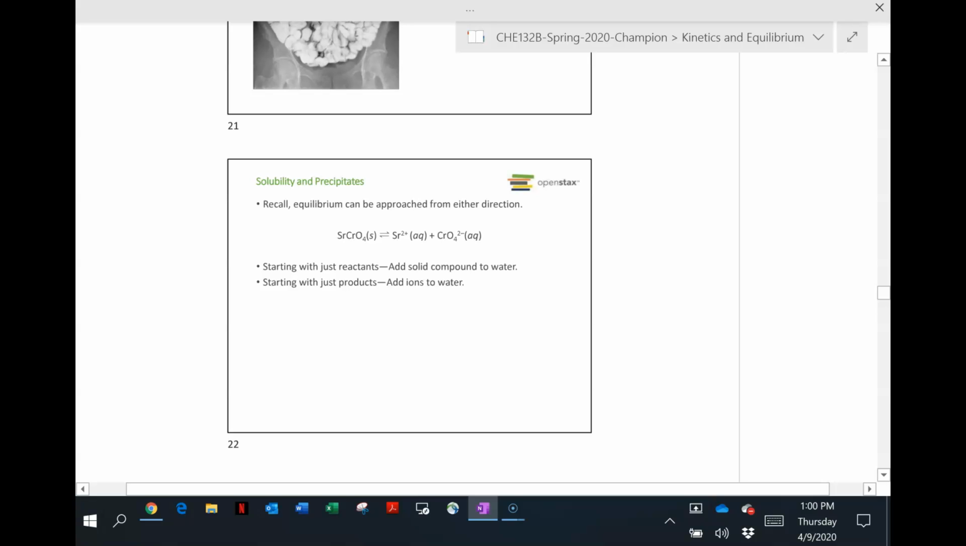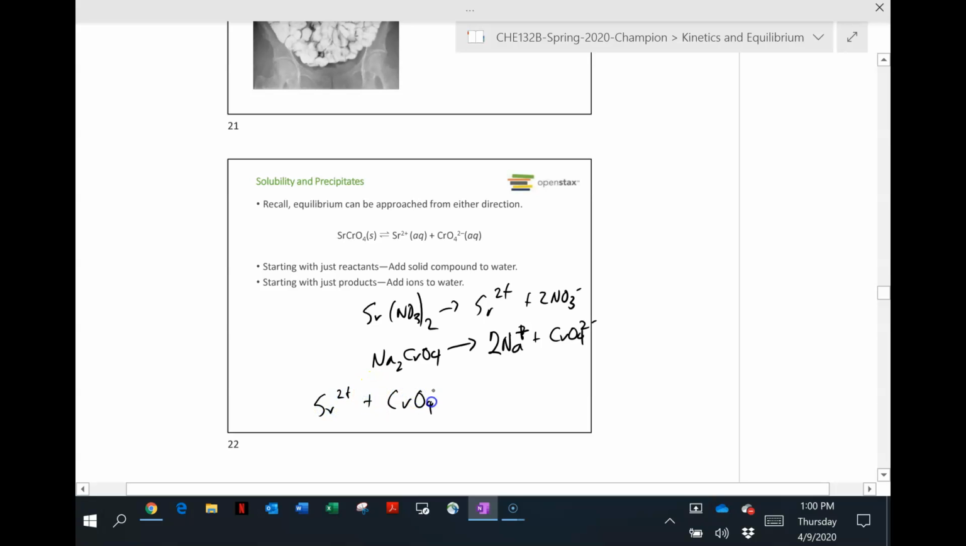So you might add something like strontium nitrate, which is going to give you strontium 2+ ion plus 2 nitrate ions, and then maybe sodium chromate, which again is going to give you 2 sodium ions plus a chromate ion. And those two can then mix, Sr2+ and CrO4 2-. That will possibly form the strontium chromate precipitate if the concentrations are high enough.